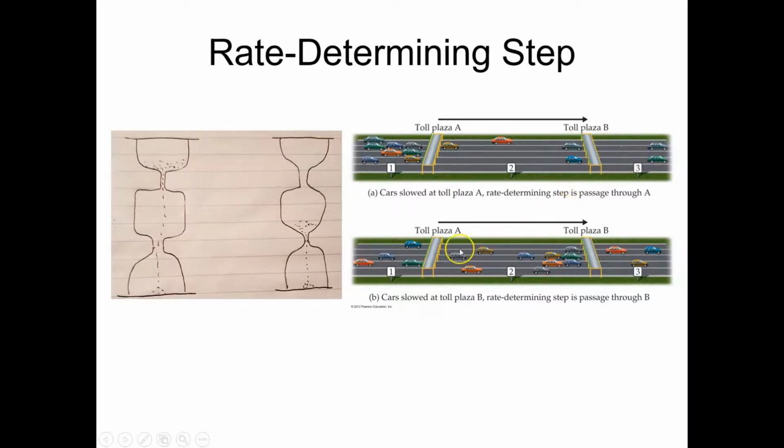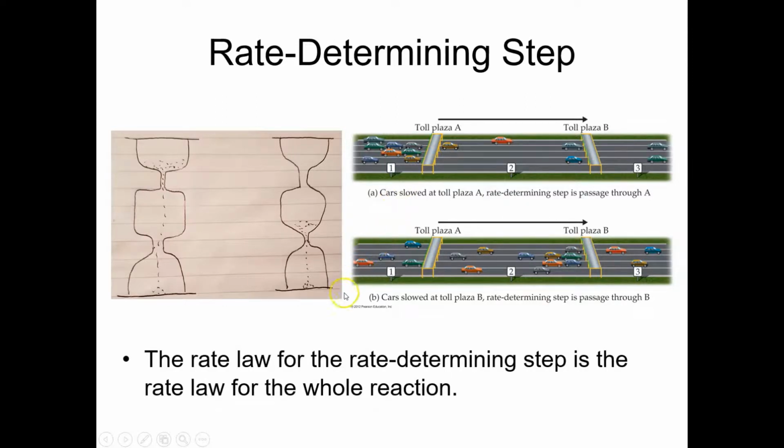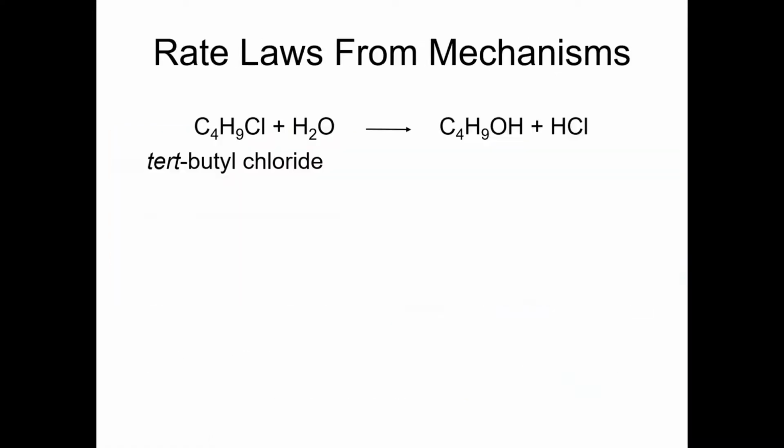And the flip side would be that you've got a fast group of people at toll plaza A and a slow group of toll takers at toll plaza B. Regardless of which is the case, the rate at which cars are getting to the destination is going to be the rate at which they go through the slower toll plaza. And so, just a reminder from the previous slide, the rate law for the rate determining step is the rate law for the whole reaction. Well, this finally gets us to where we can connect mechanism with rate law. And let's take a look at some examples.